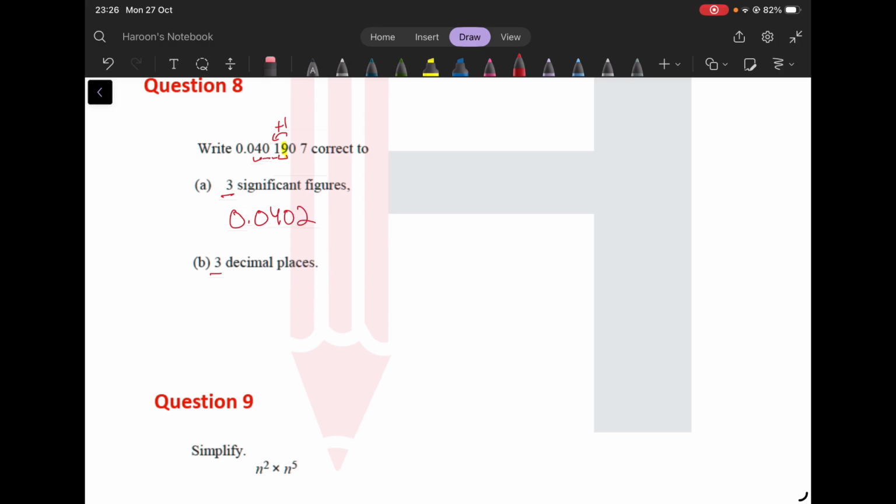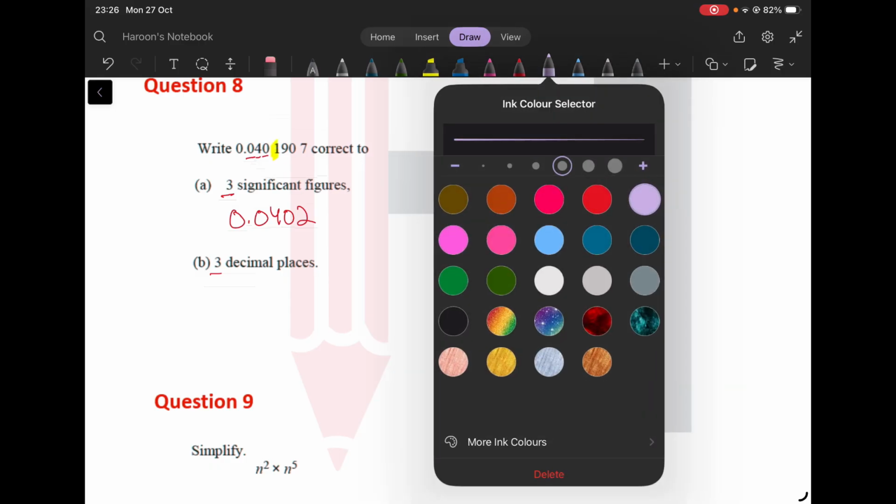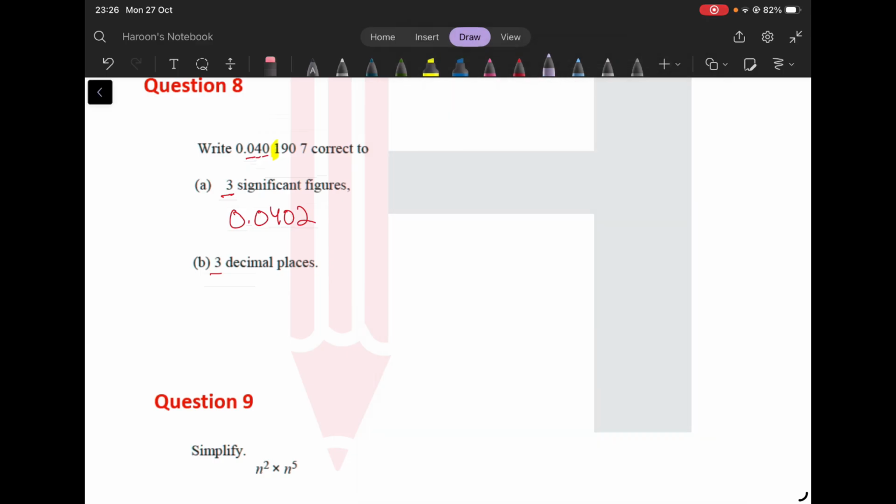Next, they are saying 3 decimal places. Now my first decimal place actually starts from this 0 over here. This is my first decimal place. Now second is this 4. The third is this 0. So I'll have a look at the fourth decimal place. The fourth decimal place is actually this one. This is less than 5. So previous number remains as is. So we will do nothing to the previous number, and we just write 0.040. This is 3 decimal places, 0.040. This is the final answer.